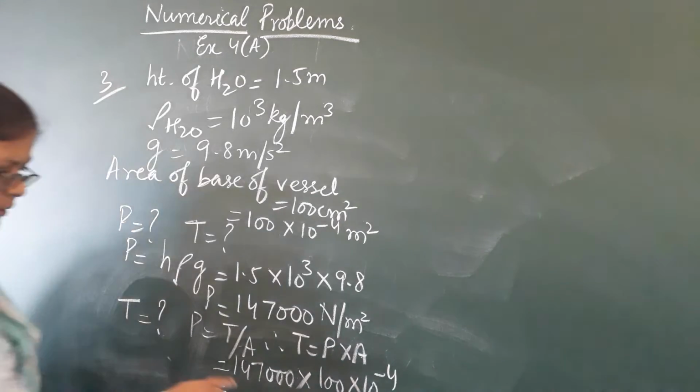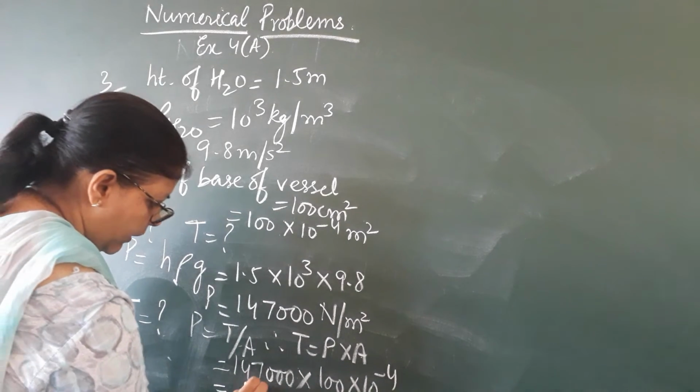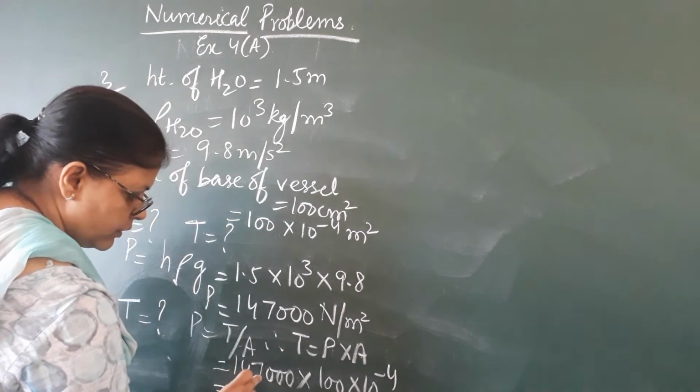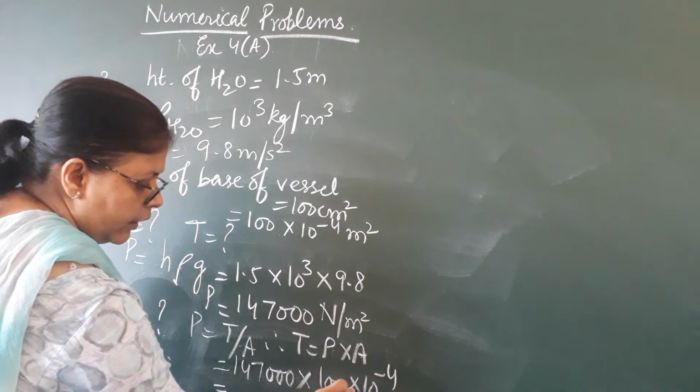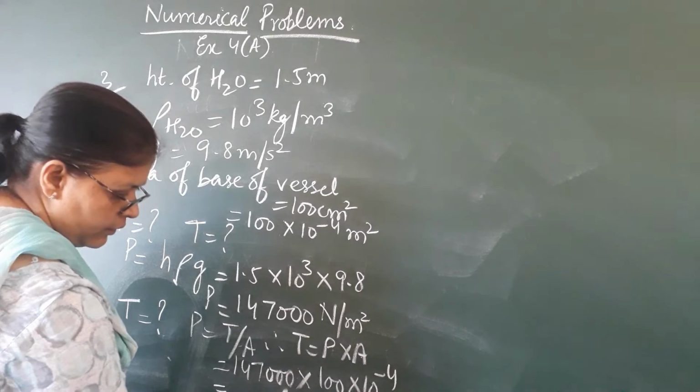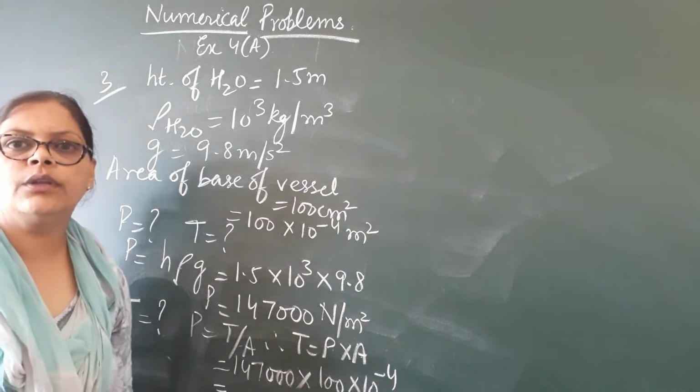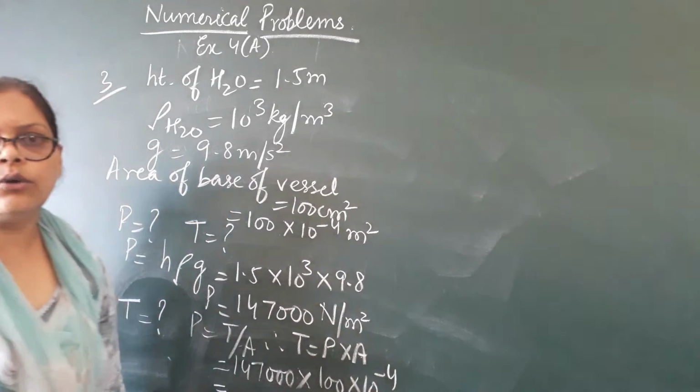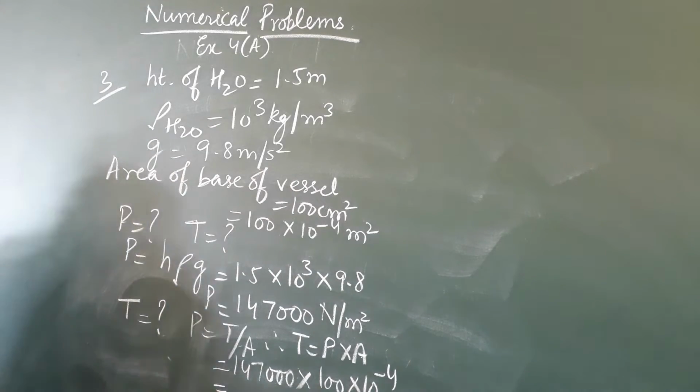You can cut the zeros also if you want. How can you do it? 147,000 into 100 into this 10 to the power minus 4 will go down and become 10 to the power plus 4. Then you can cancel the zeros and you can work out the answer. Just have a look and then we move on to the next question.